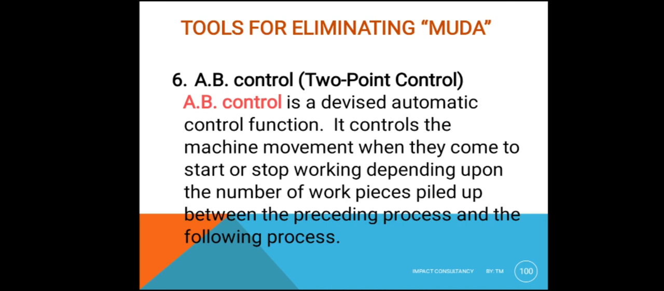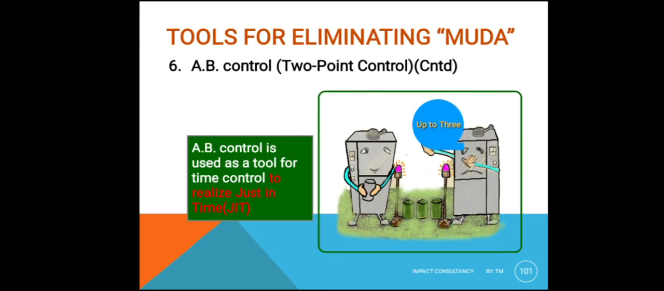The sixth one, A/B control, 2-point control. A/B control is a device automatic control function. It controls the machine movement when they start or stop working, depending upon the number of work pieces piled up between the preceding process and the following process. So it is a control from A to B, 2-point control. Here is an example image. A to B control is used as a tool for time control to realize just in time. A to B control is controlling machines waiting each other. If one stops, another will stop, so that it will be visible whether it is a bottleneck or not.